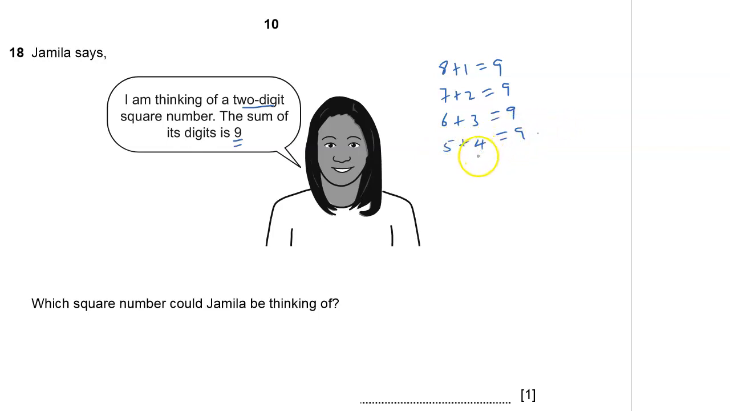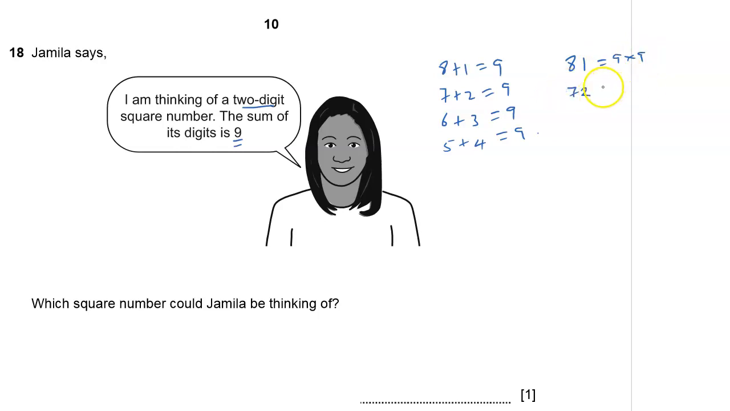So which of these two digits can form a square number? 8 and 1, can they form a square number? Is there a number that you can multiply by itself to get 81? The answer is yes, you can multiply 9 times 9 to get 81. So 81 is a square number.